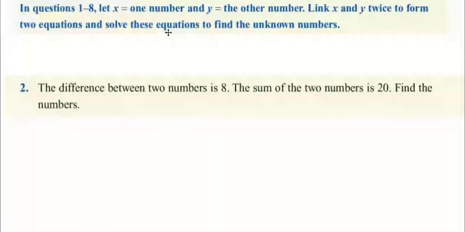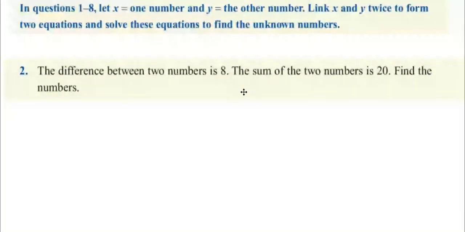So what we have here is simultaneous equations, but they're hidden in the way of worded equations. Let me give you an example. It says in questions 1 to 8, let x be one number, y be the other number. Link x and y twice to form two equations and solve these equations to find unknown numbers. Let me do this for you, right?